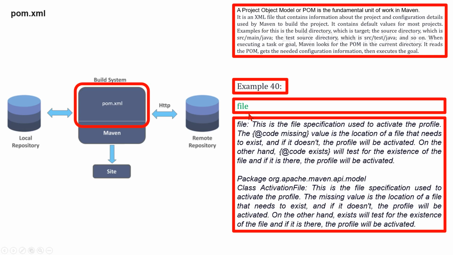With regard to the API, the class Activation File in package org.apache.maven.api.model. This is the file specification used to activate the profile. The missing value is the location of the file that needs to exist, and if it doesn't, the profile will be activated. On the other hand, the exists value will test for existence of the file, and if it is there, the profile will be activated.